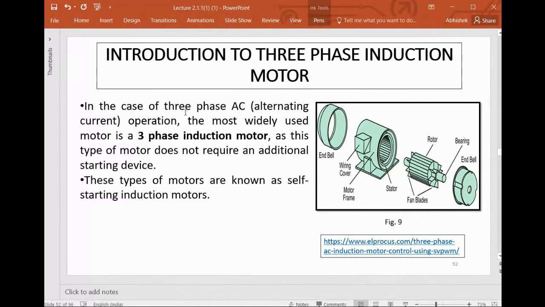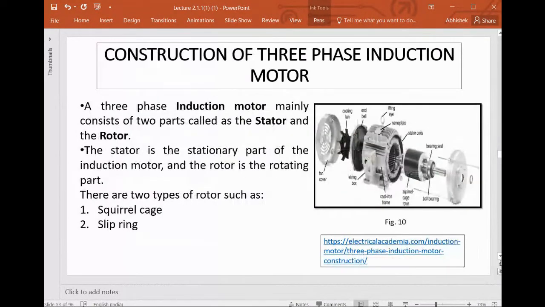In the case of three-phase AC alternating current operations, the most widely used motor is the three-phase induction motor, as this type of motor does not require any additional starting devices. These types of motors are also known as self-starting induction motors. As for the construction, you can see right here that all these four parts are combined together to form a three-phase induction motor.